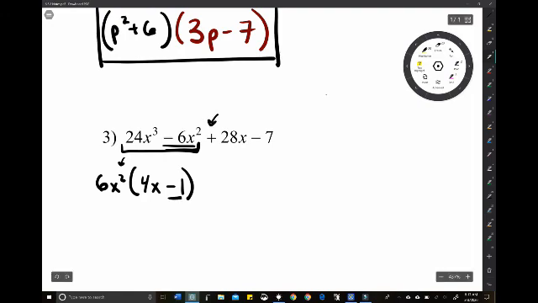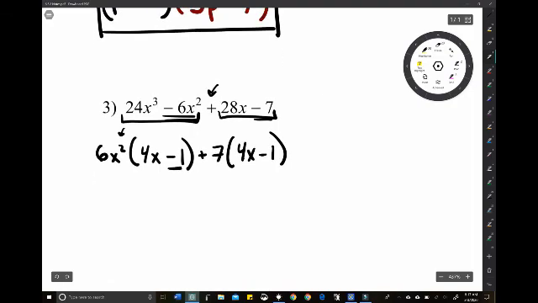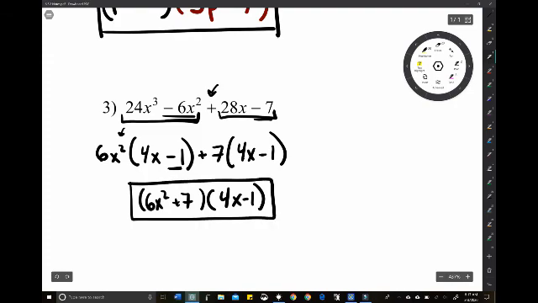This is positive, so we'll just bring out a positive, and we'll make it 7. That's the greatest common factor amongst these. And that will also leave us with 4x minus 1. Those match, so we're happy. So they are one pair. And the other pair is 6x squared plus 7. And we call it a day from there.